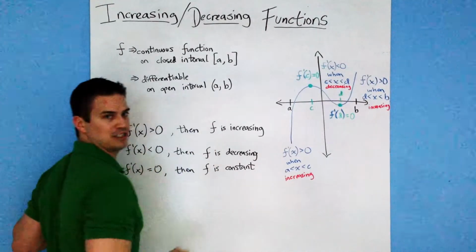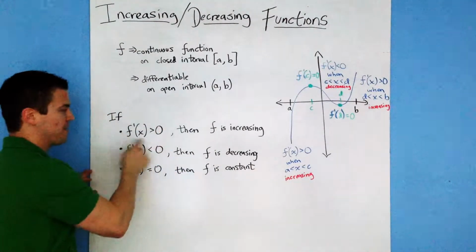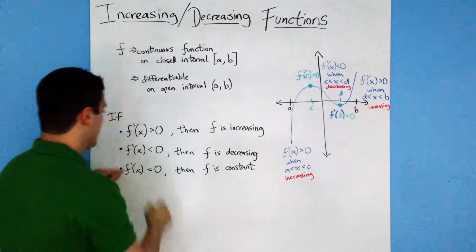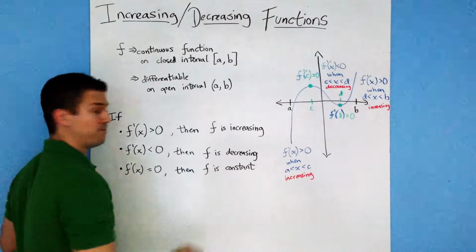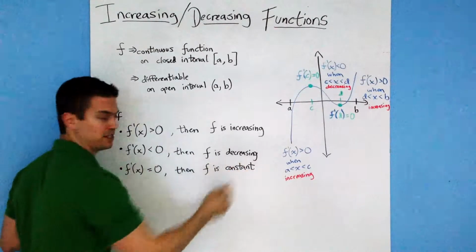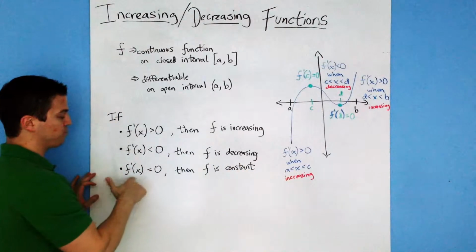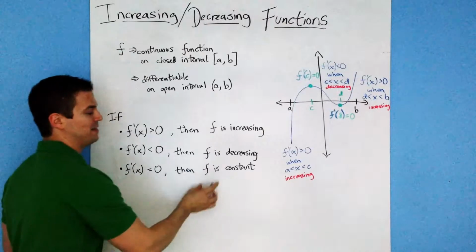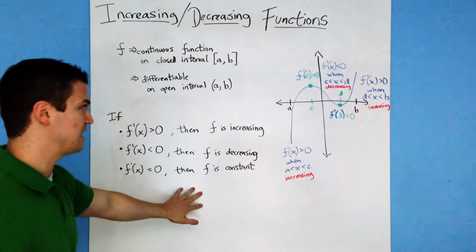positive, then that function is increasing wherever that derivative is positive. If the derivative is negative, then the function is decreasing. So f prime is less than 0, then f is decreasing. And last but not least, f prime of x is equal to 0. That means that the function itself is constant.